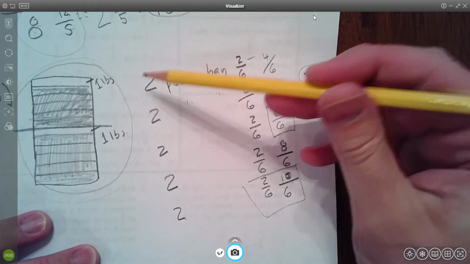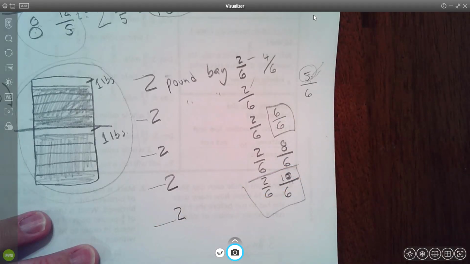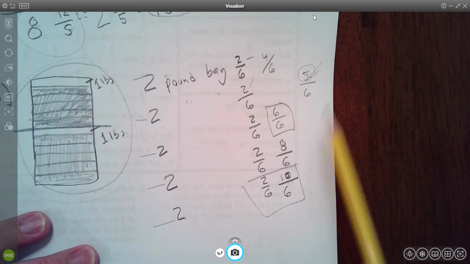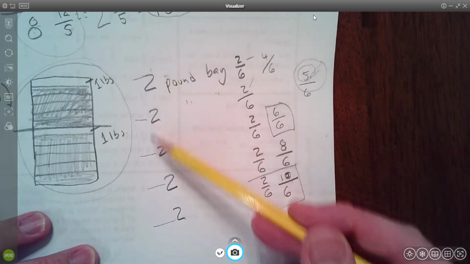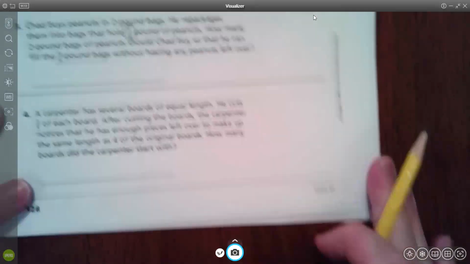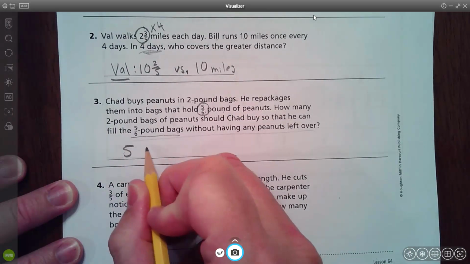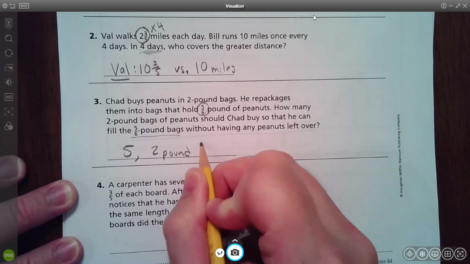So let's see, he bought 1, 2, 3, 4, 5 bags. It took him 5 2-pound bags in order to come up with filling 5/6 and never have a single peanut left over. So 1, 2, 3, 4, 5. Five 2-pound bags.